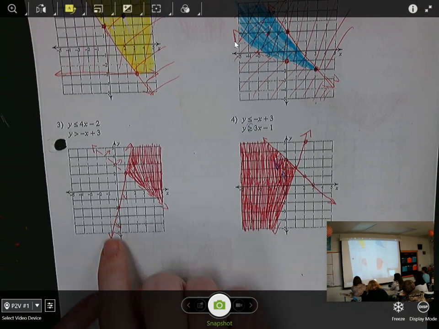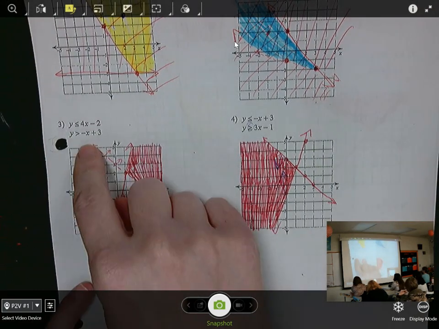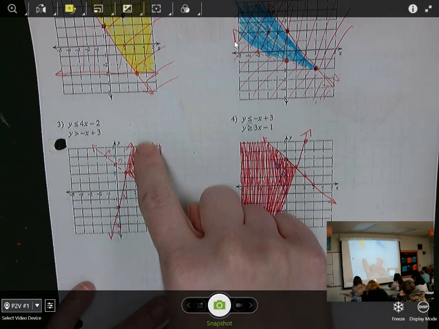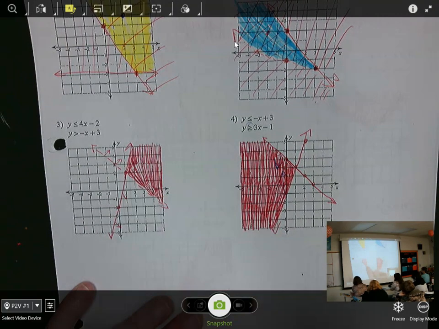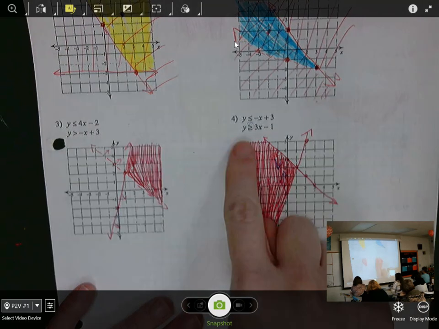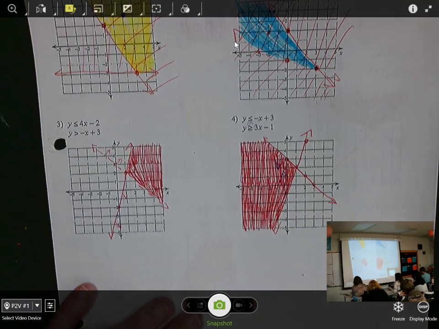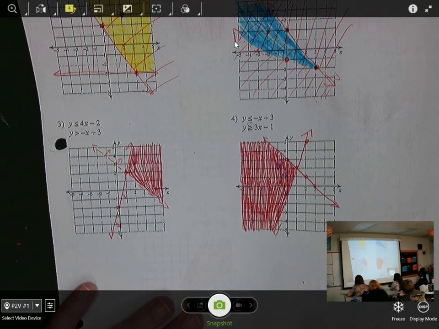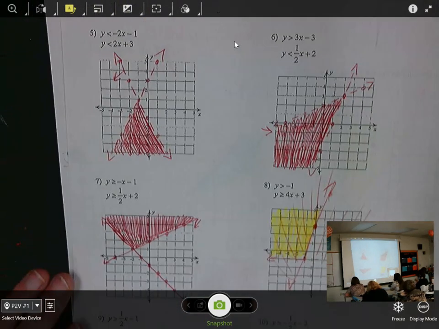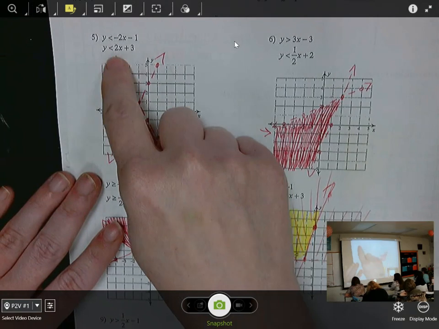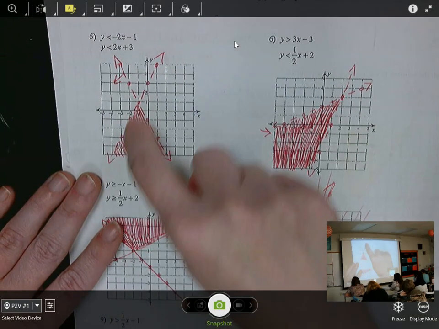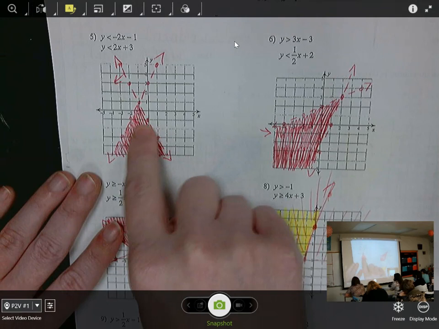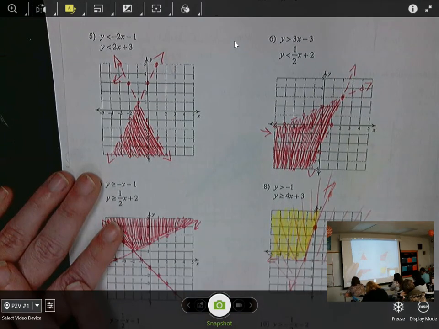Number three, one should be increasing in solid, the other one should be decreasing in dashed, and then this is your solution area here. Number four, they're both solid. One's increasing and one's decreasing, and then over here's your solution area. Number five, they should both be dashed. This one should be decreasing, one should be increasing, and then this triangular area is your solution area.